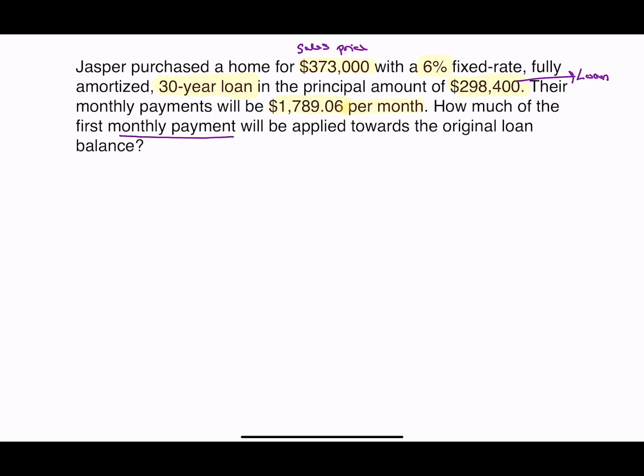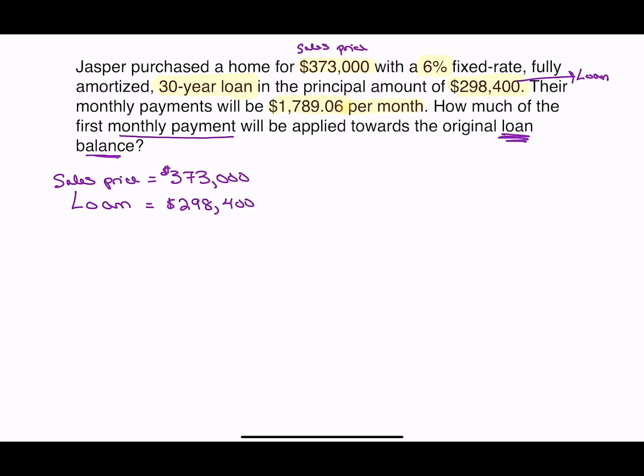All right, there's a lot going on here. So let's stop and think about what we know. Jasper bought this house. Now, the sales price was $373,000. But the problem tells us that there's a loan of $298,400. So that's good because the problem is asking about a loan balance.